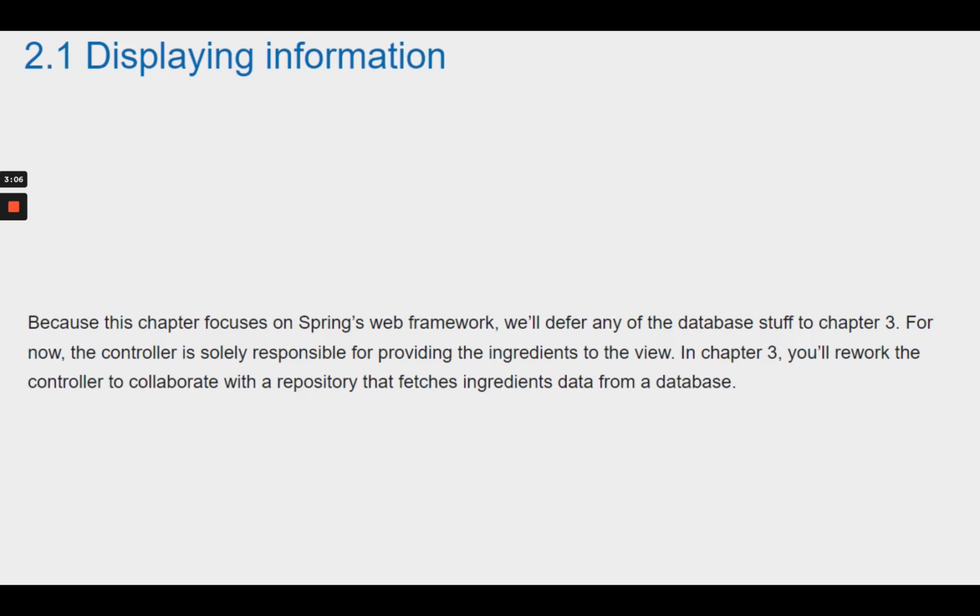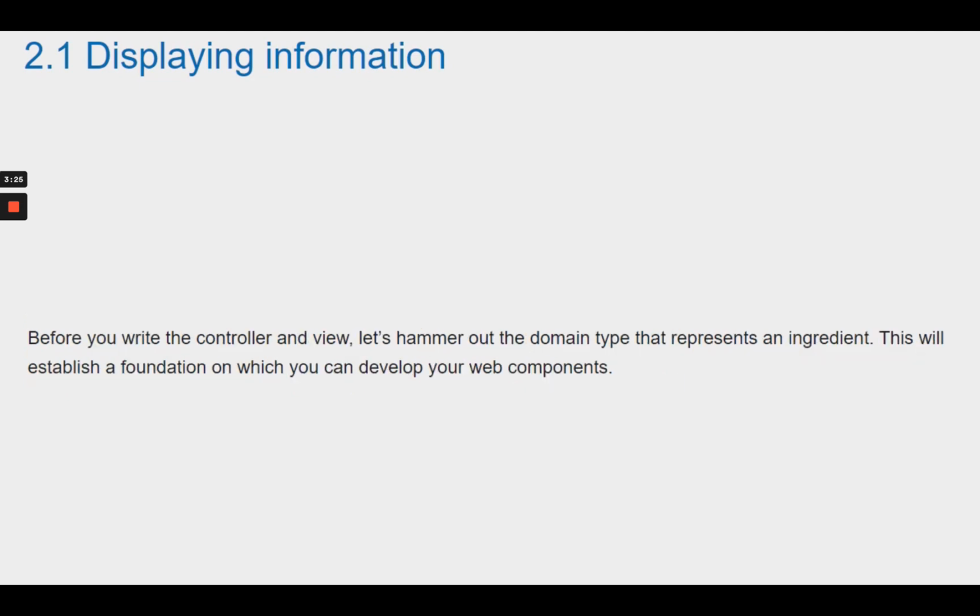Because this chapter focuses on Spring's web framework, we'll defer any of the database stuff to Chapter 3. For now, the controller is solely responsible for providing the ingredients to the view. In Chapter 3, you'll rework the controller to collaborate with a repository that fetches ingredients data from a database. Before you write the controller and view, let's hammer out the domain type that represents an ingredient. This will establish a foundation on which you can develop your web components.